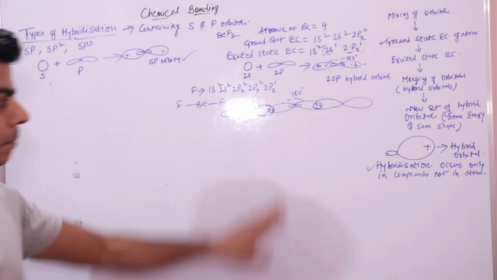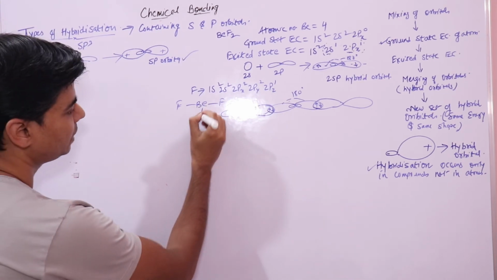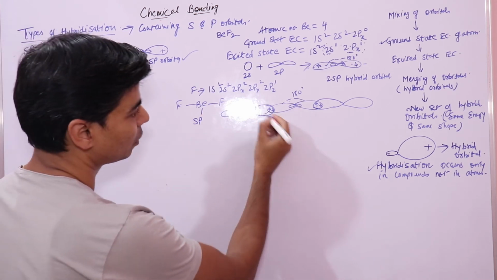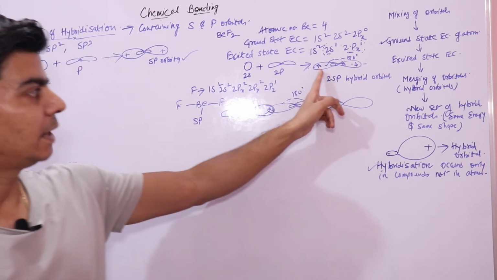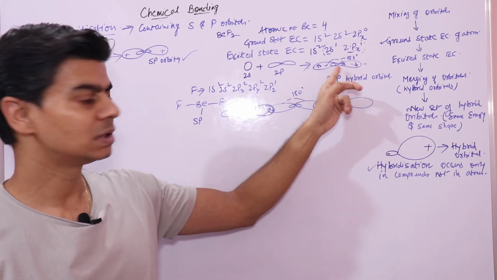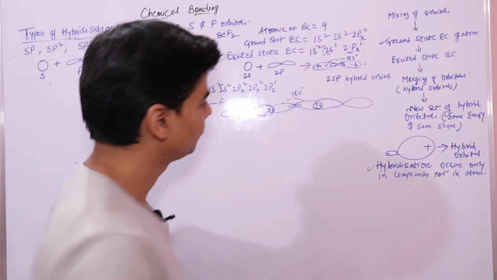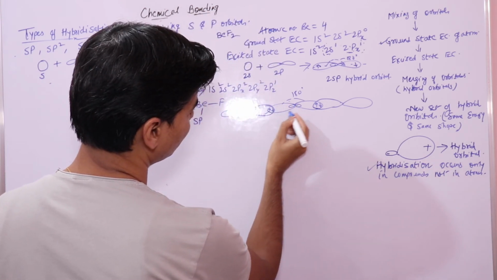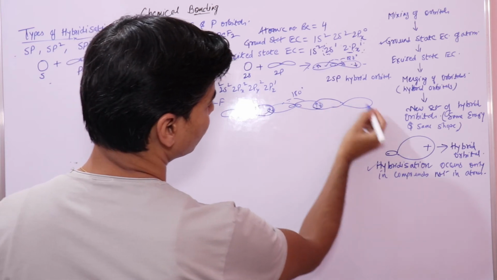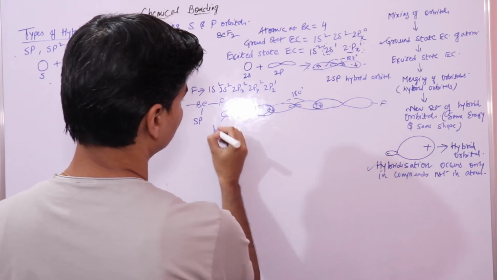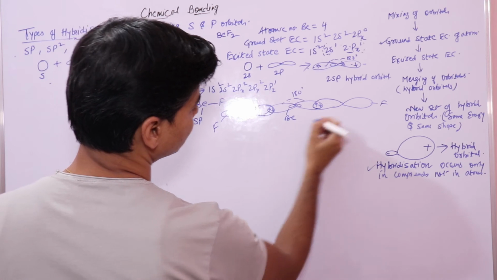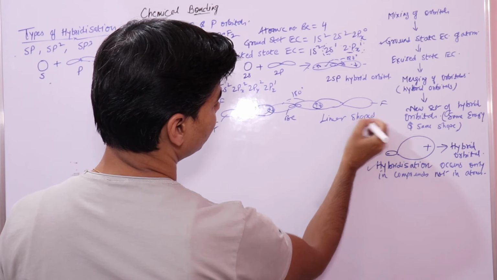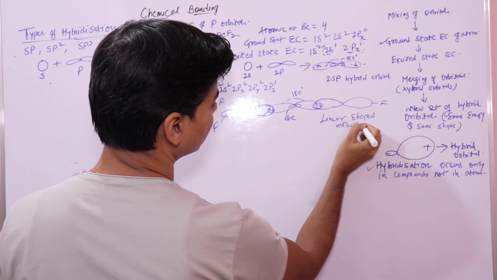So here beryllium atom has undergone sp hybridization, right? And what would be the shape, since these two hybrid orbitals are inclined at 180 degree to one another? So this is your linear shape molecule, right? This is for beryllium, right? And these two are for fluorine, and this is your beryllium. So this is your linear shaped molecule, right?